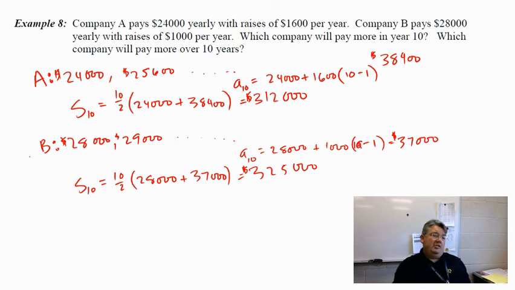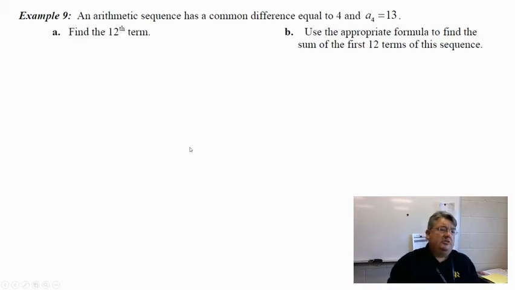To do that, you'd have to set these equal to each other and solve for n, which means I would have an expression here instead of that. That'd be a more complicated question. That'd be a cool question. I like that. Okay, look at this.